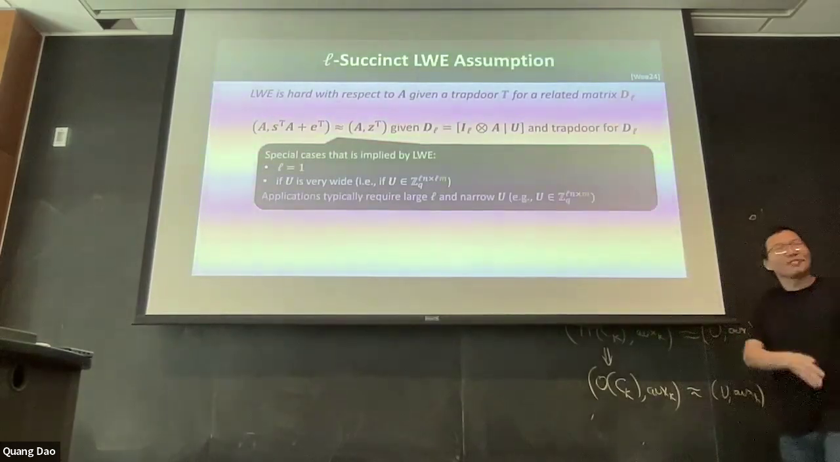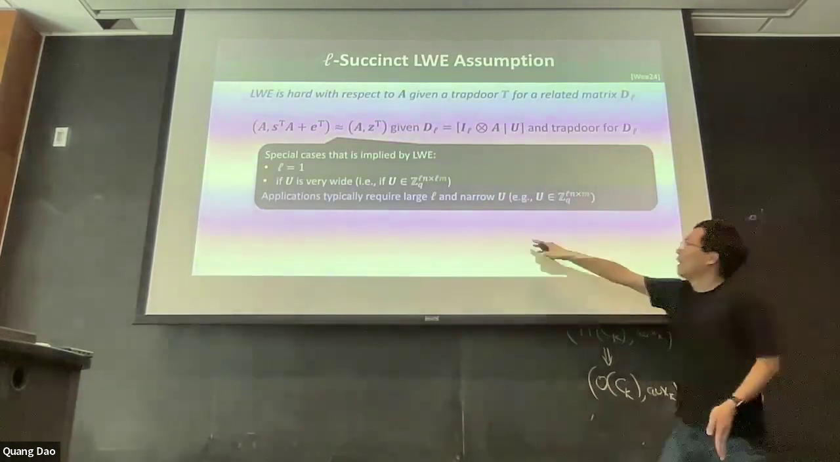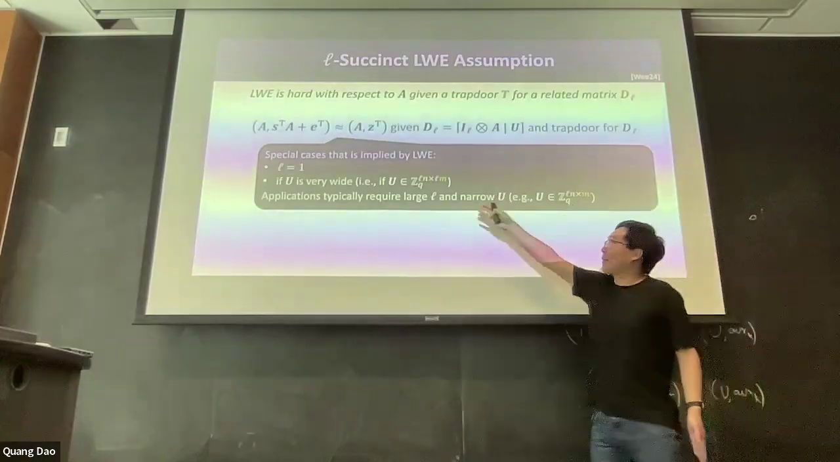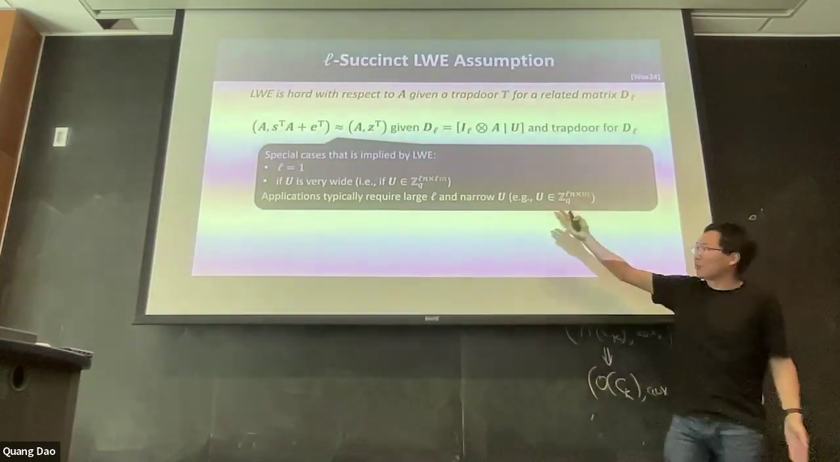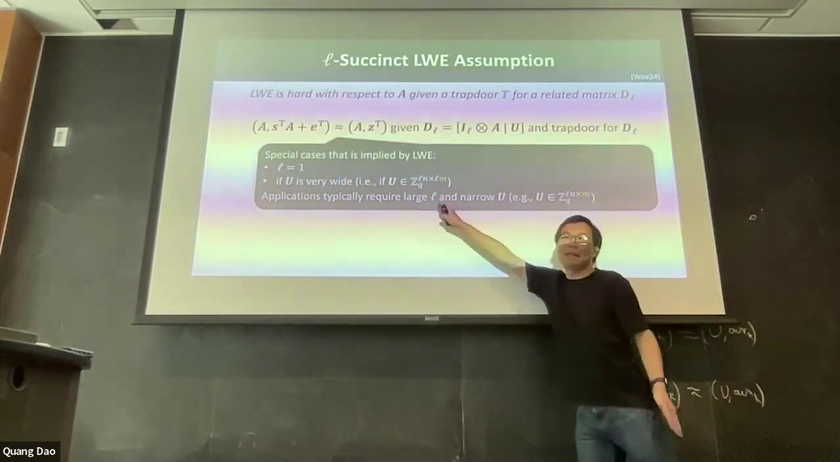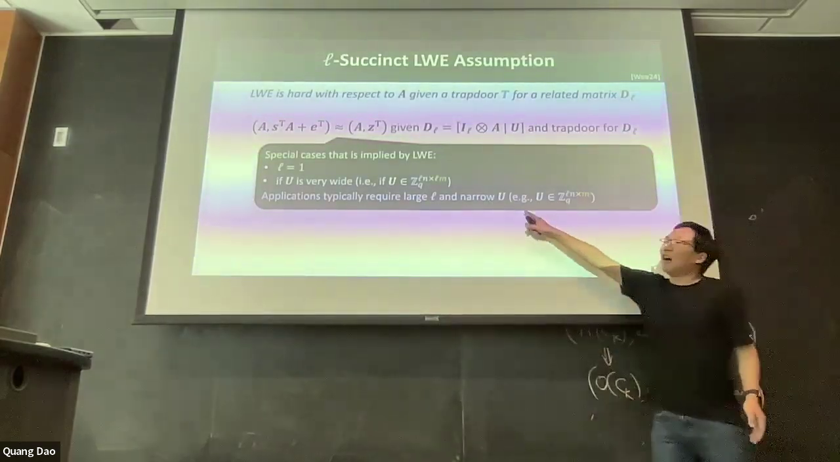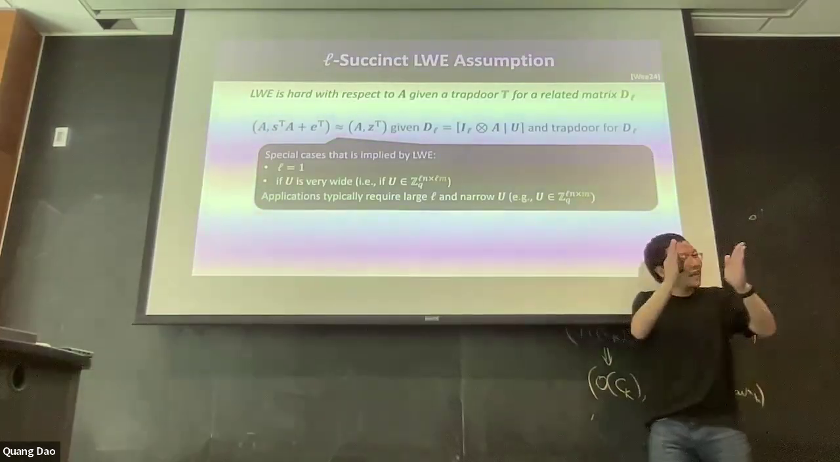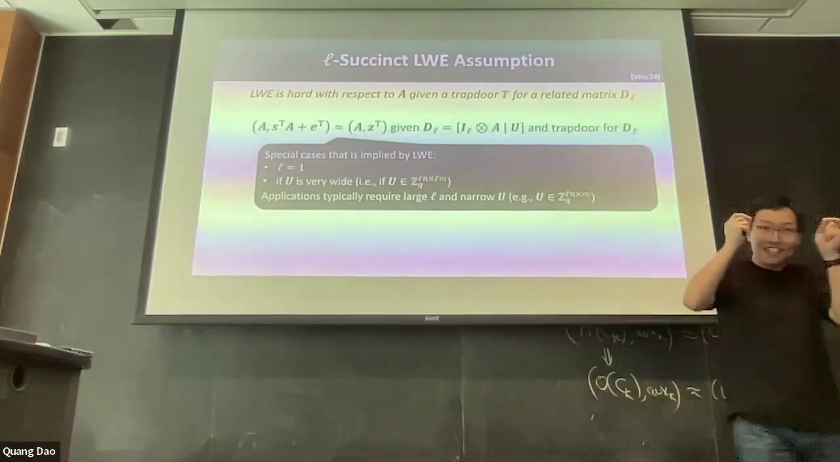Unfortunately, for the applications, we typically require large L. L here in our application will be the number of users, roughly speaking. In an application of broadcast encryption or full-text construction of ciphertext policy ABE, L is like the attribute length. So this is going to be larger than 1. And moreover, all of these constructions require that U be very narrow. It turns out that the width of U is basically what gives us the power, the succinctness.